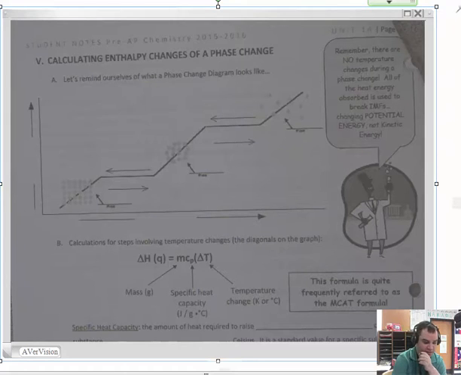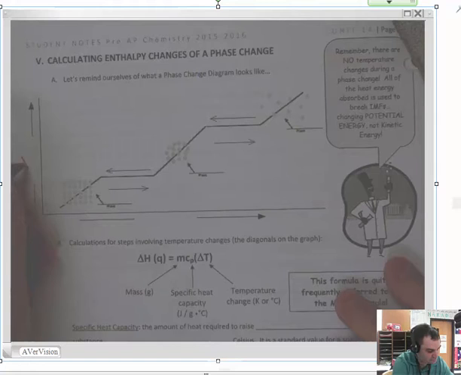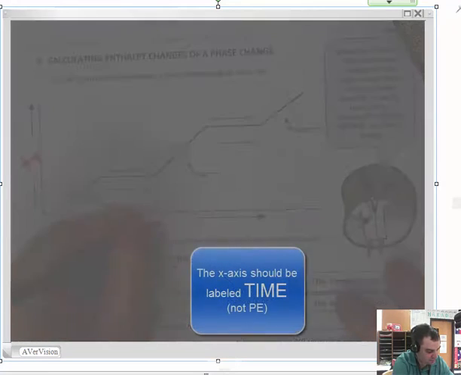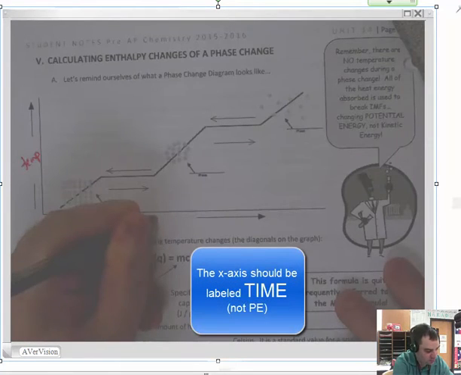Hey, Mr. Harridan here. We're going to go over calculating enthalpy changes of a phase change diagram. This goes back to chapter 3 here. This is the temperature over here, and this is the potential energy, or the time.